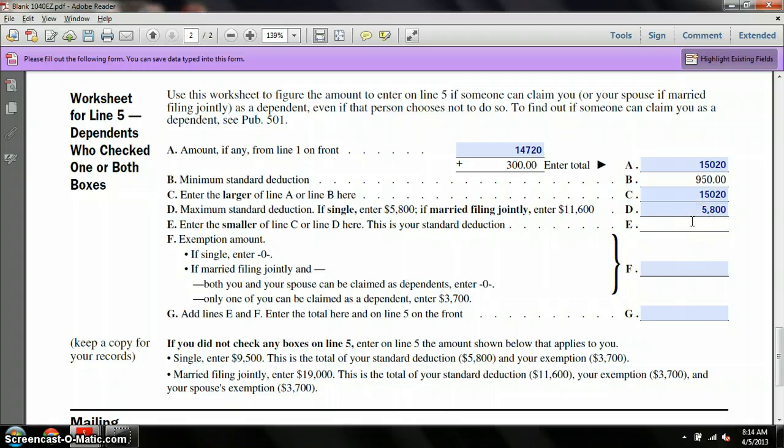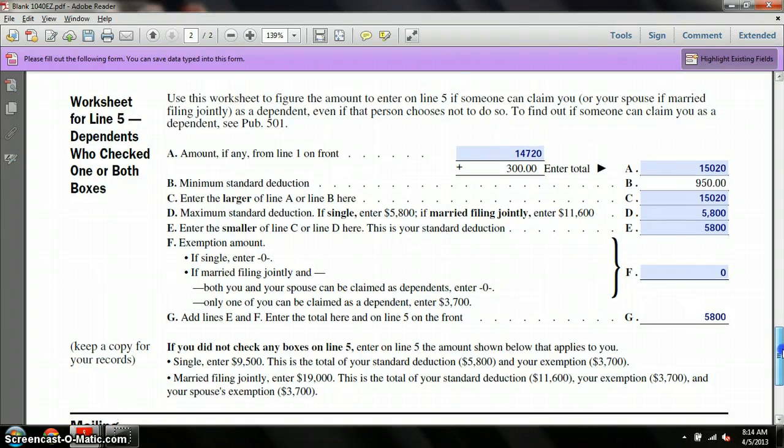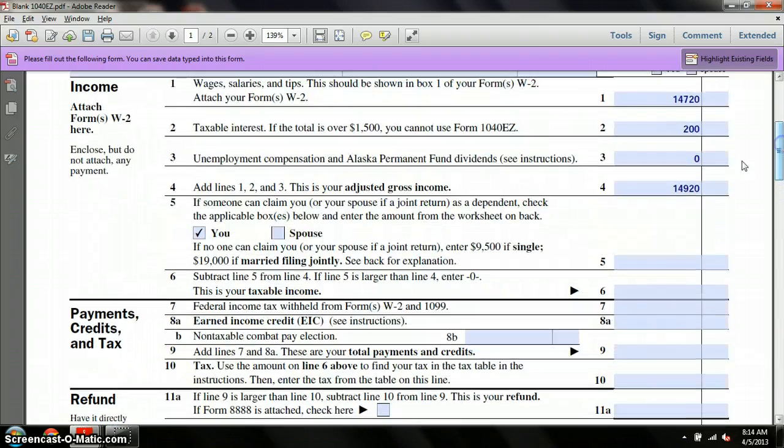Okay. Line E here, enter the smaller of line C or line D. This is your standard deduction. So 5,800 is less than 15,020, so we put 5,800. Okay, exemption amount, if single, enter 0. So remember we said he is single, so we're going to put 0 there. And then line G says add lines E and F. Enter the total here and on line 5 on the front. So it's 5,800 would be our total there. So we enter it here, and we go back to the front. Line 5, we enter 5,800.